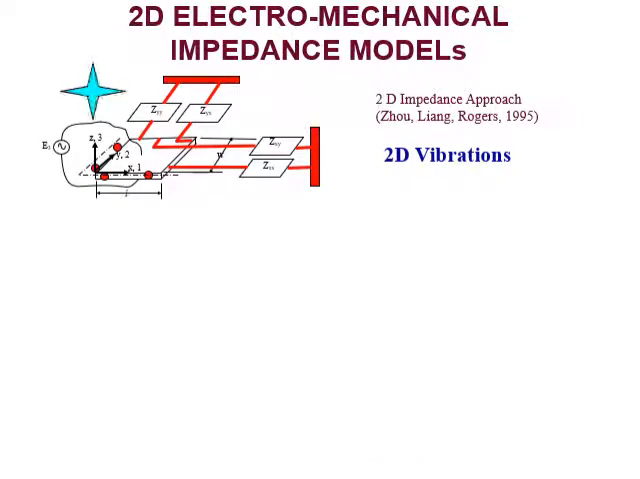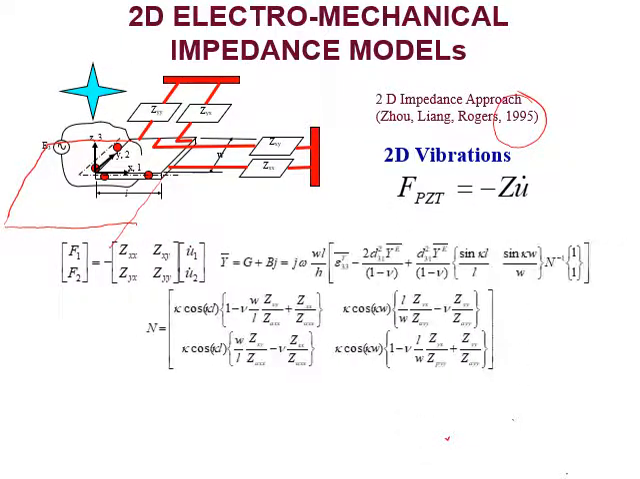So we go with some of the existing models. Chow, Liang and Rogers propose a 2D mechanical impedance model. So considering the 2D vibrations similar to the 1D, and if we can model 1/4 of the PZT patch, just like we have done in the previous case, modeling of the 1/2 of the PZT patch. So if we model 1/4 of the PZT patch, and by following the same principles, they could derive an expression for the 2D case.